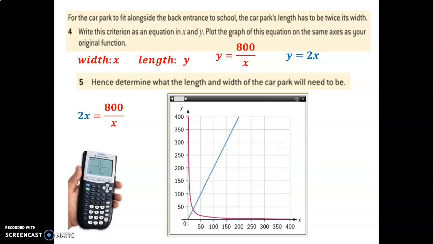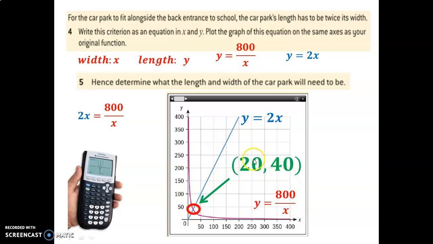All right, here's a graph. You might have to change your window a lot. There's that reciprocal function. Here's the line from here. Where they intersect is right here, and that shows me the point (20, 40). And that point of intersection meets both conditions. That means this is twice this, which we can see meeting that condition, and also 20 times 40 makes 800. So we found out what the car park must be.